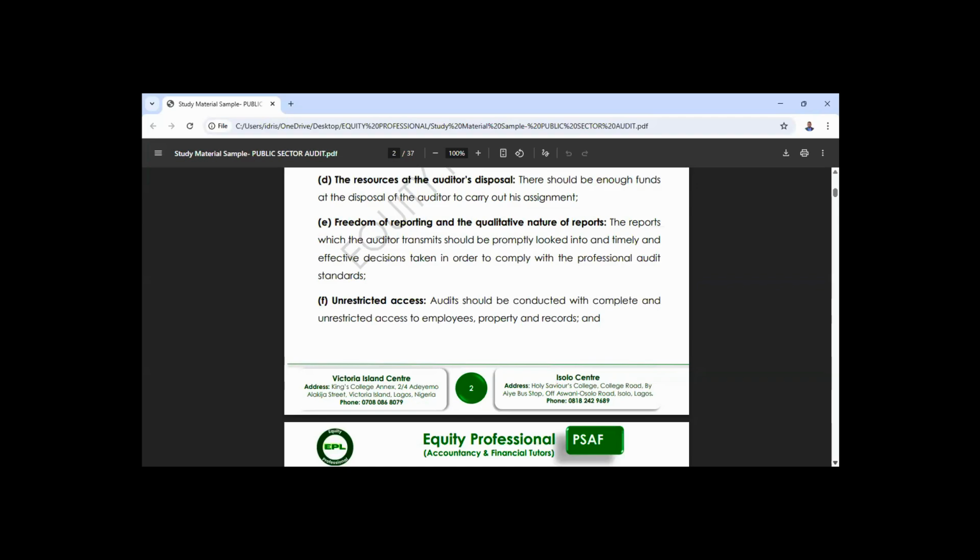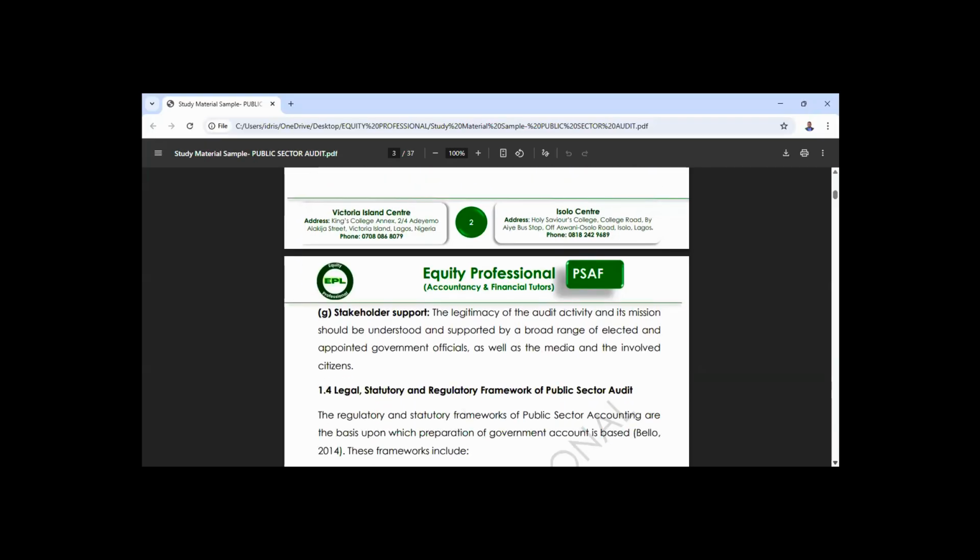Another one, unrestricted access. Unrestricted access to records. When you do not restrict the auditor from having access to records, when the auditor is free to review the documents, when you give the auditor all the necessary documents, all the necessary information, you do not restrict him from getting any document. You give him free will to do his job. So all the documents needed, all the files needed are given to the auditor. Once the auditor gets all those supporting documents, it will have an impact on the audit. We are going to have effective audits.